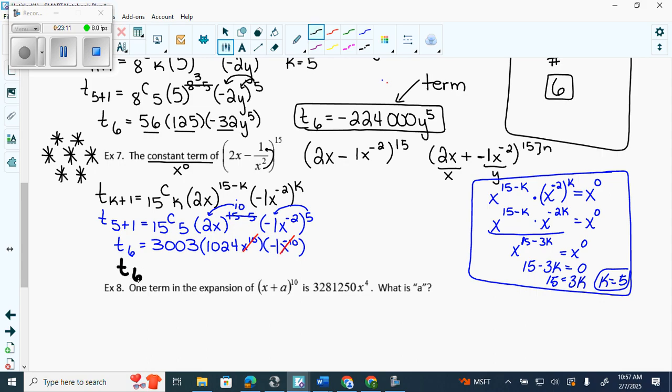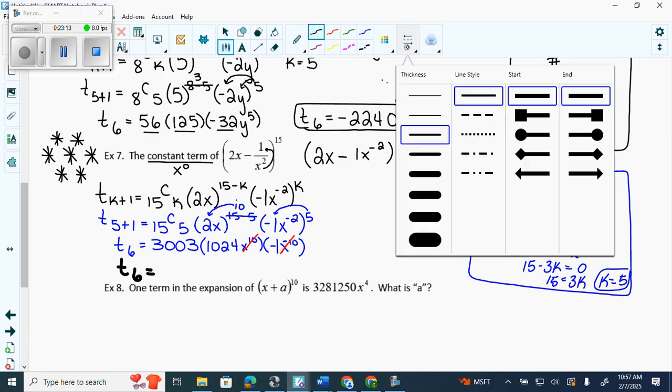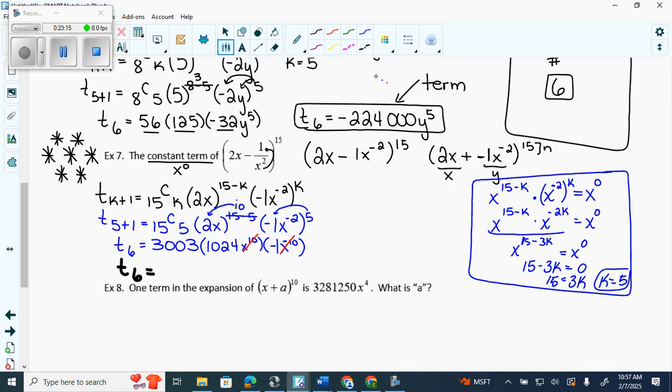So T6 equals, I need a smaller marker, negative, what's 3003 times 1024? Negative what? 3,075,070. So that is the constant term. And we know we're right in a way because there are no variables, right? Constant terms are just the number.